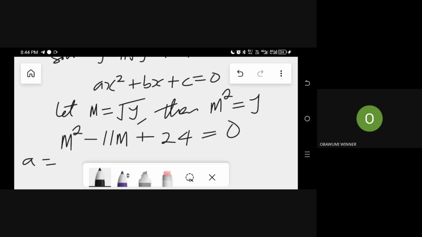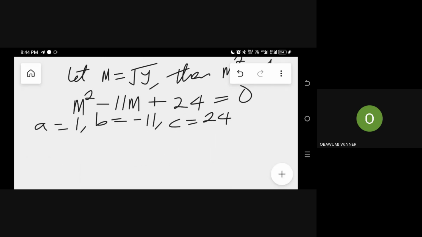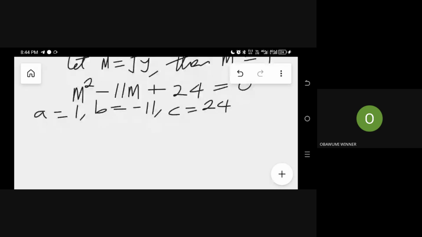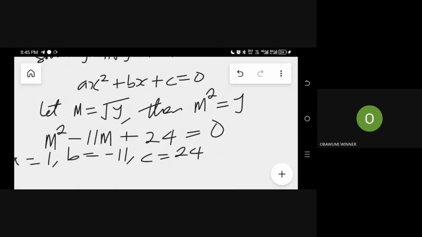So here our A is 1. 1 is attached to M squared. Then our B will be the number attached to M, the ordinary letter without the square. Our B is minus 11. Then C is the one that does not have any letter. So our C is 24. So A is 1, B is minus 11, C is 24 from AS squared plus BS plus C.